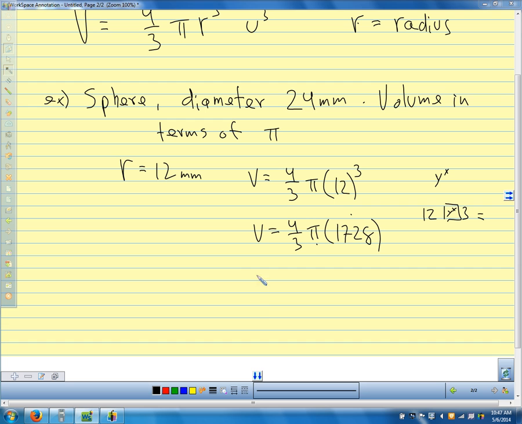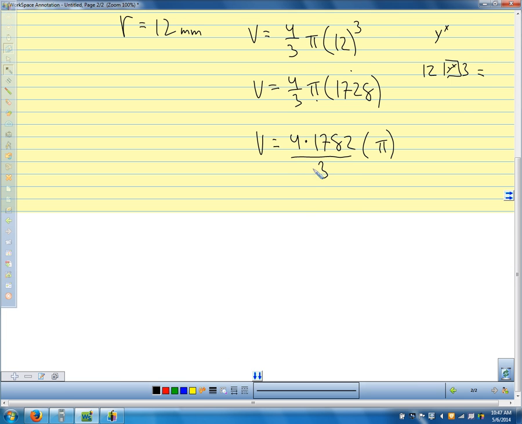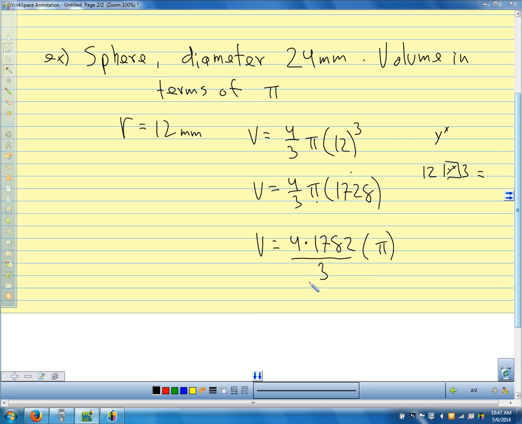I usually think of it as multiplying by 4 and then dividing by 3. So what I'm going to do here is the volume equals 4 times 1728, and then I'm going to divide that by 3, and I'm just going to leave my pi out there. So 4/3 is the same thing as saying multiply by 4, divide by 3. So my volume, when I multiply 1728 by 4 and divide it by 3, I get 2304 pi, and I get cubic millimeters.